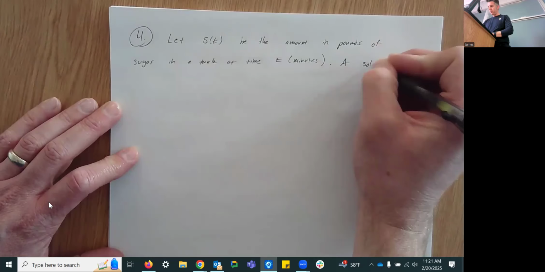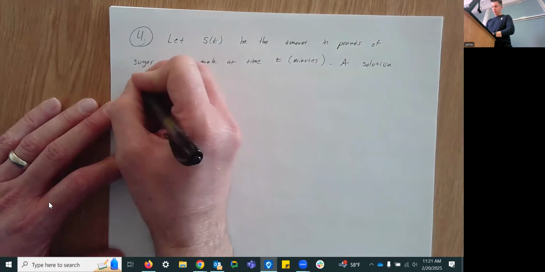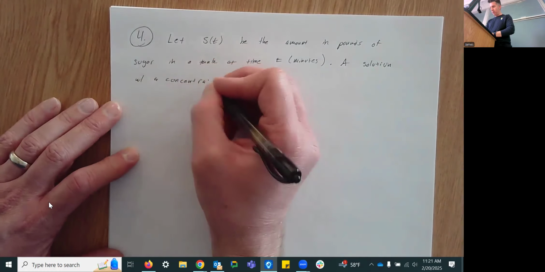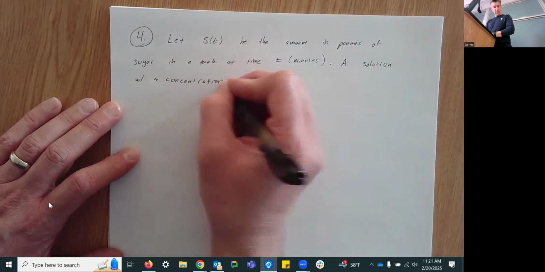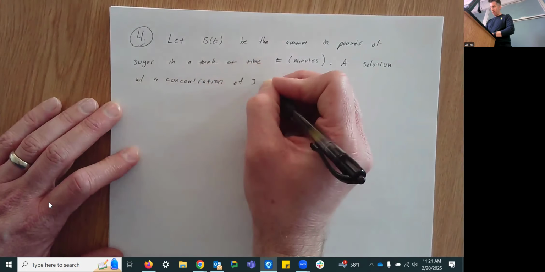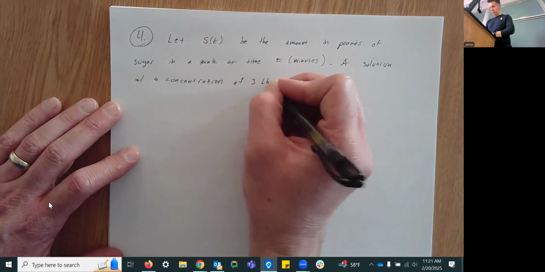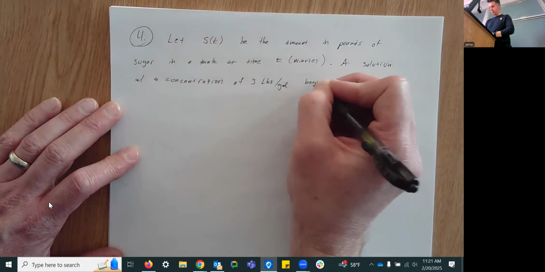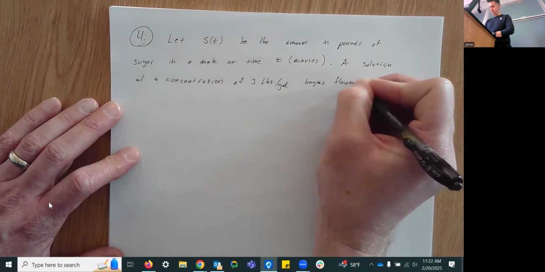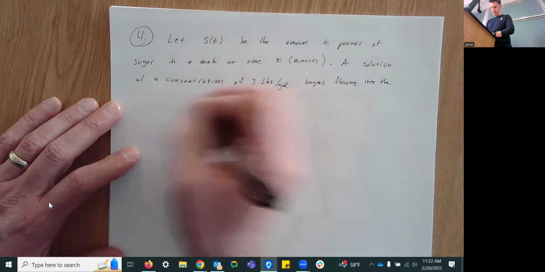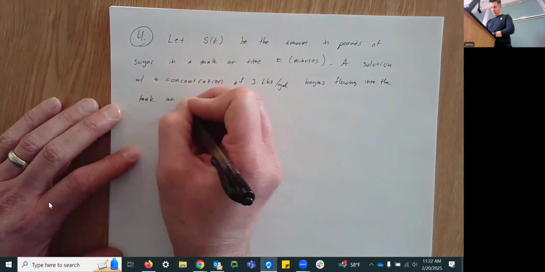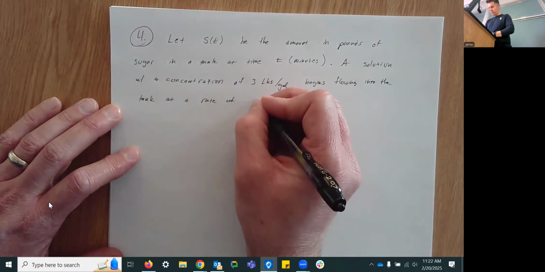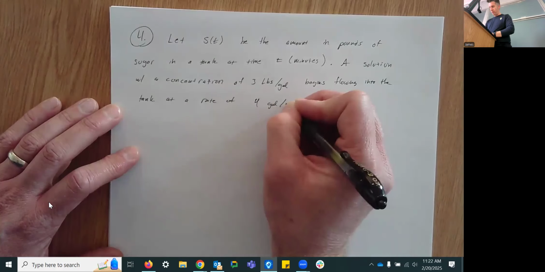A solution with a concentration of 3 pounds of sugar per gallon begins flowing into the tank at a rate of 4 gallons per minute.